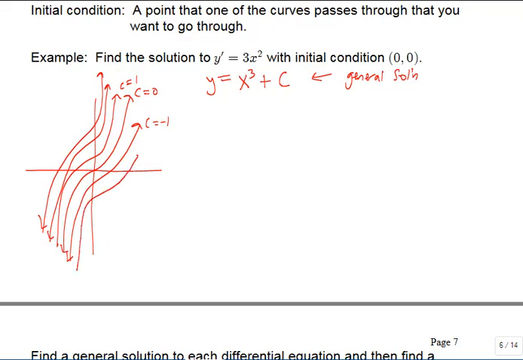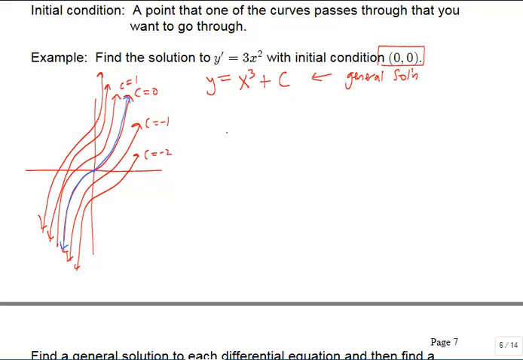You get basically a bunch of parallel graphs. These graphs are never going to intersect each other. They're just vertical shifts of each other. The whole collection of them is called your general solution. These are a family of curves. Now, we want to find the particular one that goes through 0, 0, and there's only going to be one of them that does, since these never intersect. So 0, 0 is right at the origin. That means we're looking at this curve right here.